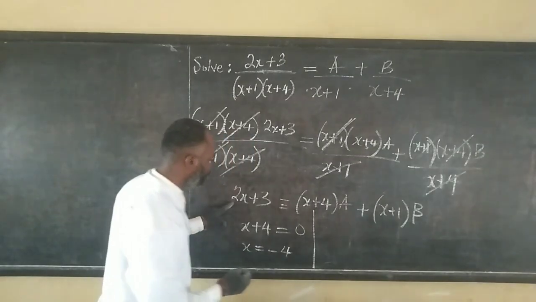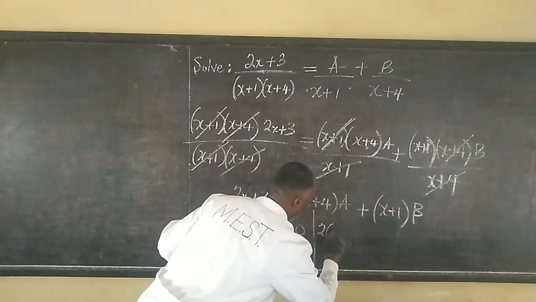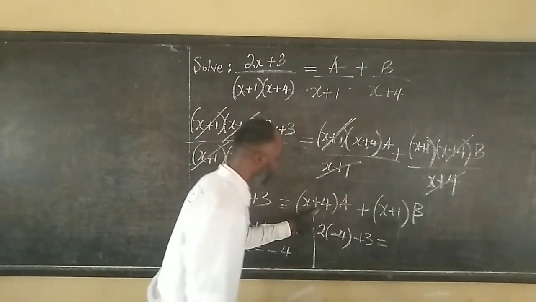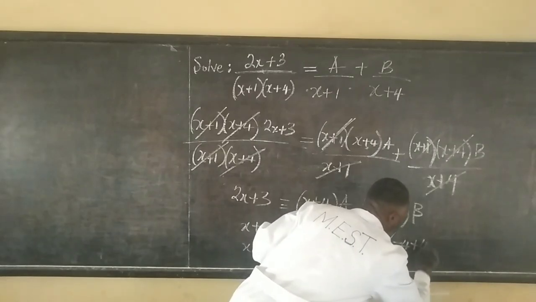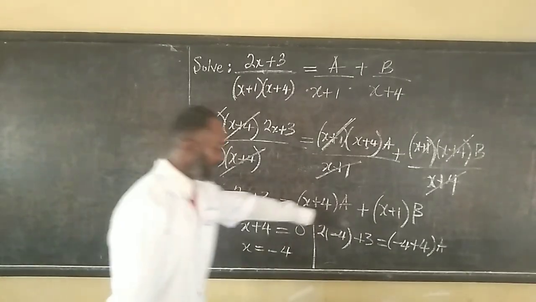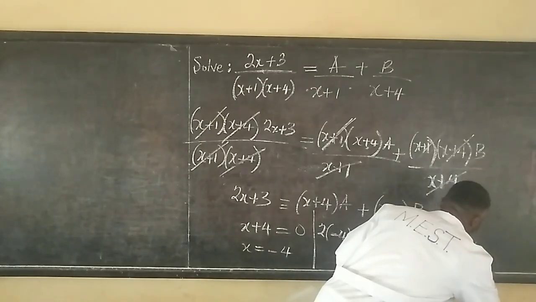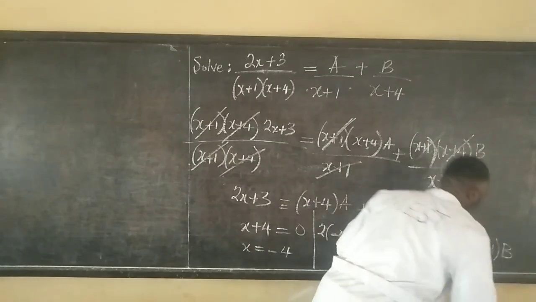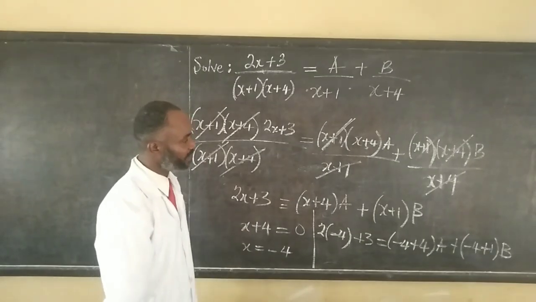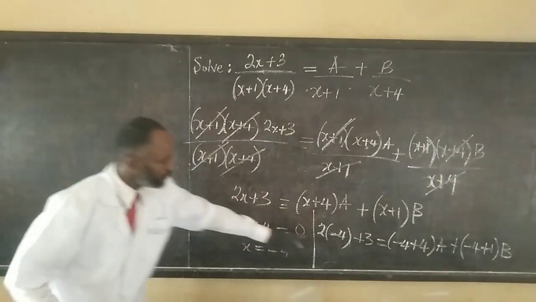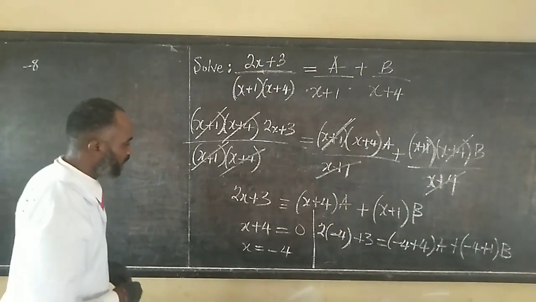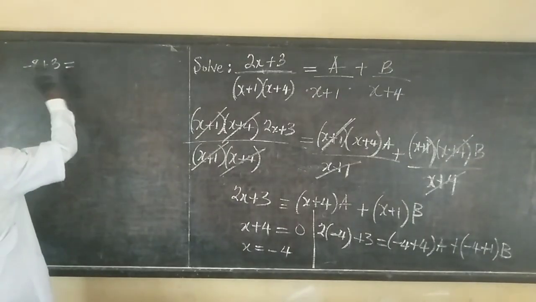I'm using this small space. Look at this. At this point, I'm going to put 2, and for x, I have minus 4, plus 3, all equal to minus 4 plus 4, maintain my A. Then I do the same thing: plus, bracket open, minus 4 plus 1, then B. Interesting. 2 times minus 4 is going to give minus 8, and then we have plus 3. Good. That's for this side.